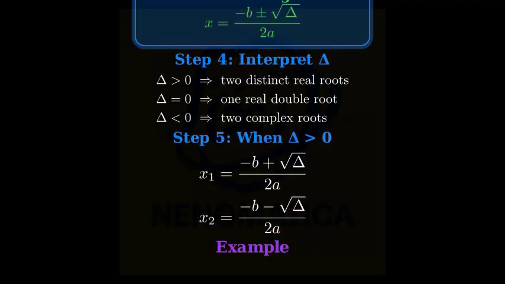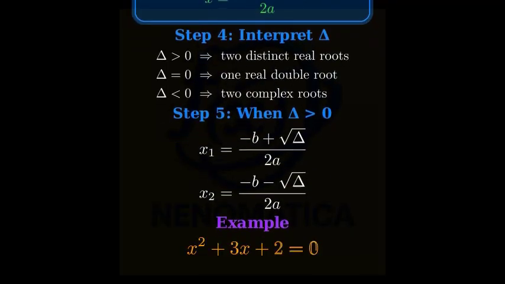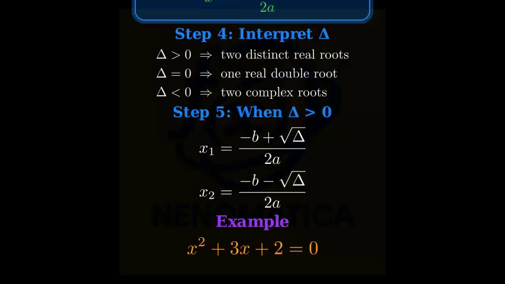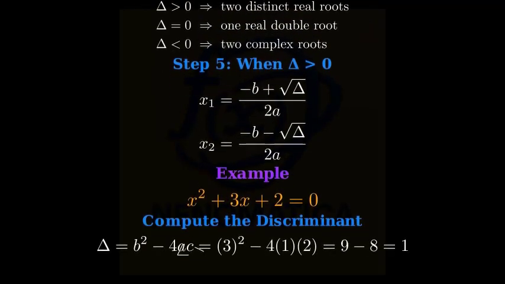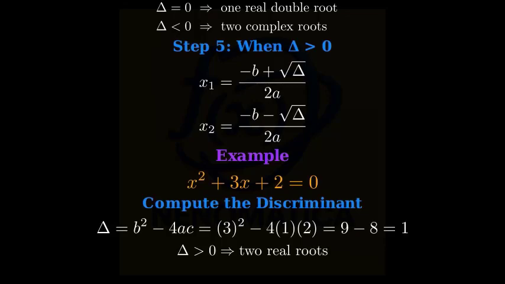Now, let's work a complete example together. We will solve x squared plus 3x plus 2 equals 0. First, compute delta. Here a equals 1, b equals 3, and c equals 2. Delta equals b squared minus 4ac, which becomes 9 minus 8 equals 1. Since delta is positive, we expect two distinct real roots.